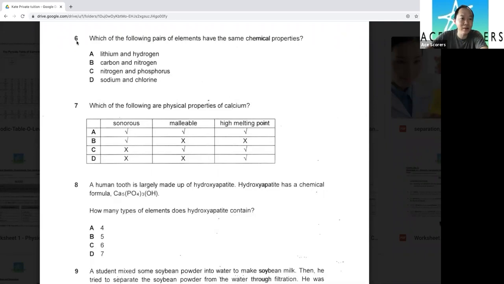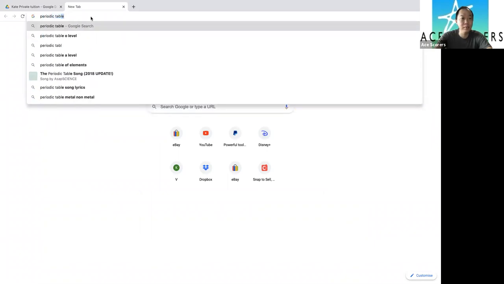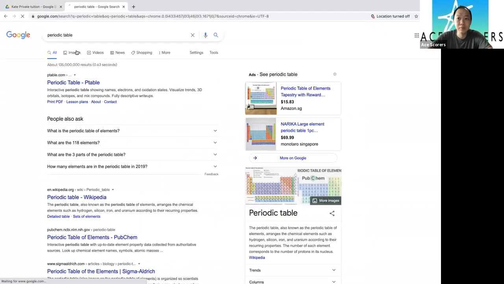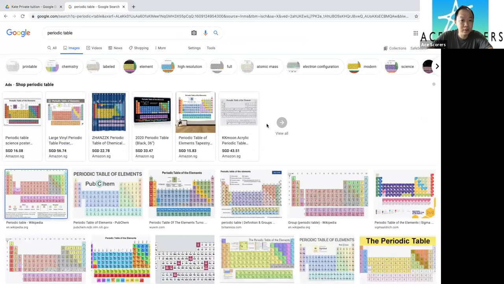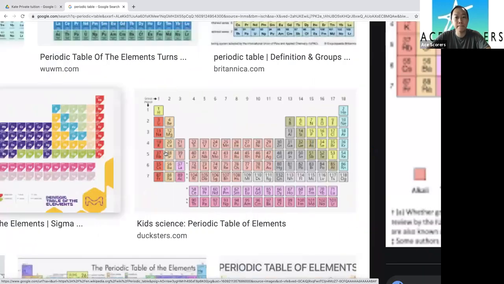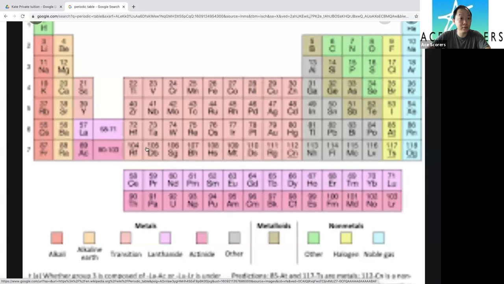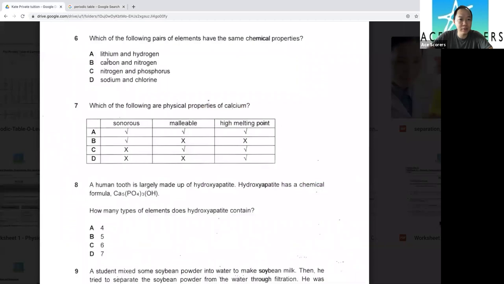Okay, so let's take a look here. Question number six. Which of the following pairs of elements have the same chemical properties? Elements that have the same chemical properties are in the same group in the periodic table. If you see the periodic table and they are in the same group, that means vertical. So we have to see which one is in the same group.